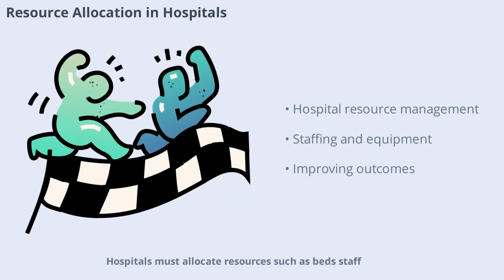Hospitals must allocate resources such as beds, staff, and equipment to provide effective care. Health economics supports hospital managers in making decisions about service lines, staffing, and technology investments. Efficient hospital resource allocation improves patient outcomes and operational performance. Continuous evaluation helps hospitals adapt to changing needs.